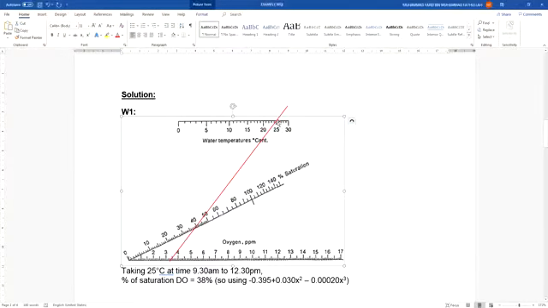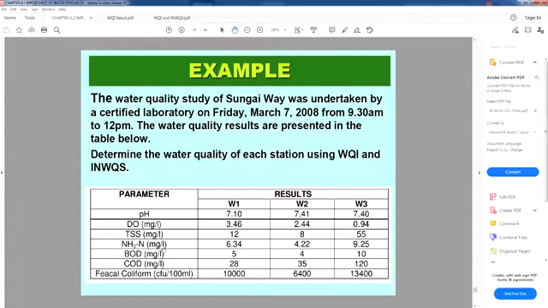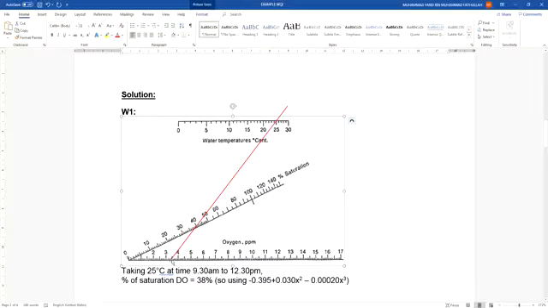So from the temperature just now, you just match it, draw a straight line and then match until the concentration of the DO, which is almost 3.5. Okay, so now the saturation of the oxygen is from this middle line here. Okay, so the middle line here you read here, so it is around 41. It should be around 41. Okay, so this is 41%.